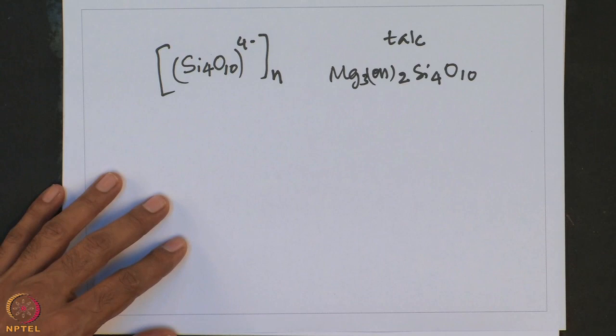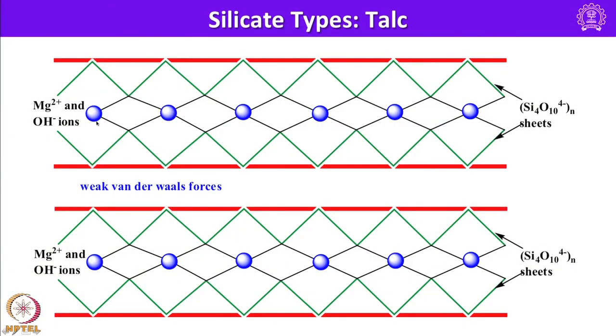So, this is how two silicate layers are sandwiched with magnesium 2 plus and OH minus ions, and such sandwiched silicates are held together by weak van der Waals forces. These forces are so weak they slide over. That is the reason we see it is very smooth. The talc whatever we use is an example for this silicate.